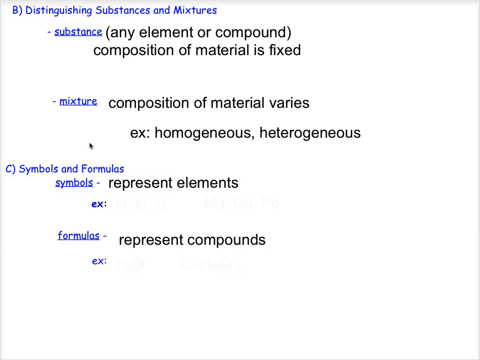The last section of this part of the chapter is distinguishing between symbols and formulas. A chemical symbol represents an element. You've learned some of these: hydrogen, oxygen, carbon, magnesium, copper, lead. Okay, those symbols represent elements. A formula, a chemical formula, represents a compound. So for example, H2O, written like that, that's not just hydrogen and oxygen, that's 2 hydrogens to every 1 oxygen, which is of course the water molecule.